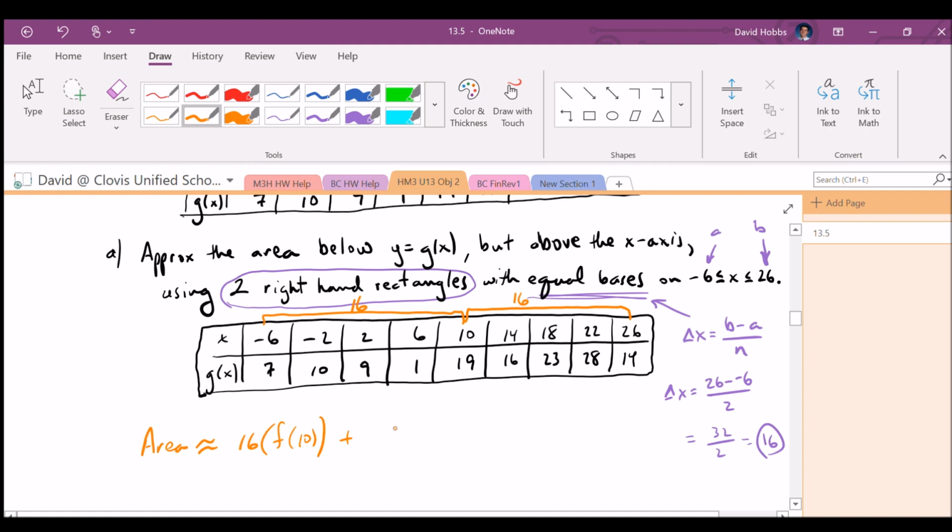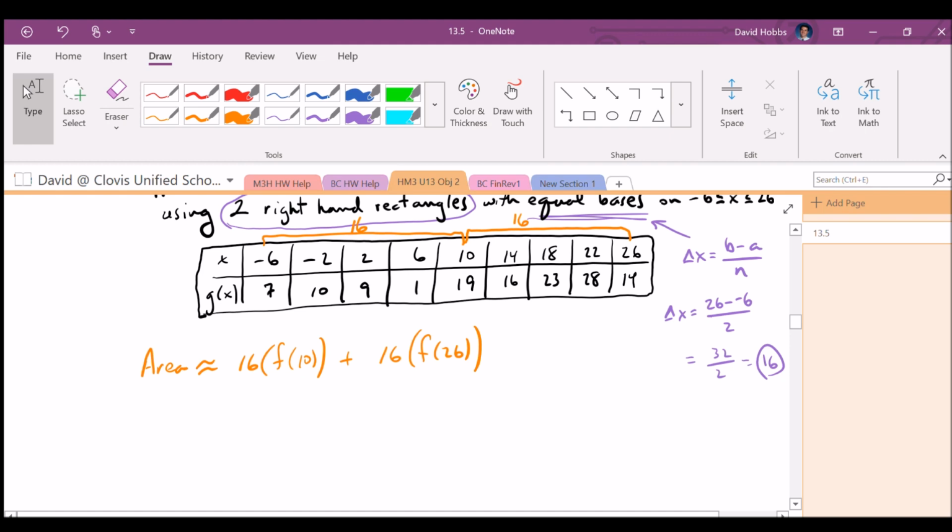Okay, that's the first rectangle. Second rectangle, base of 16, and then the right-hand height, so all the way to the right-hand side, so f of 26. Now, when we are doing equal bases, it's kind of nice sometimes to go ahead and pull out that GCF of the equal base. And I know since there's only two of them here, it's not that big a deal. But it is kind of nice when you have several of them. So if you have equal bases, it's kind of nice to go ahead and just pull out that GCF of the equal base. And then that just leaves you with f of 10 plus f of 26.